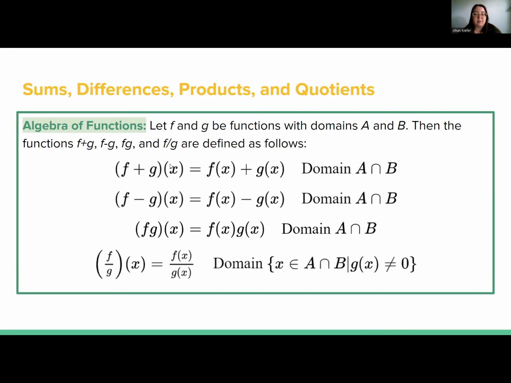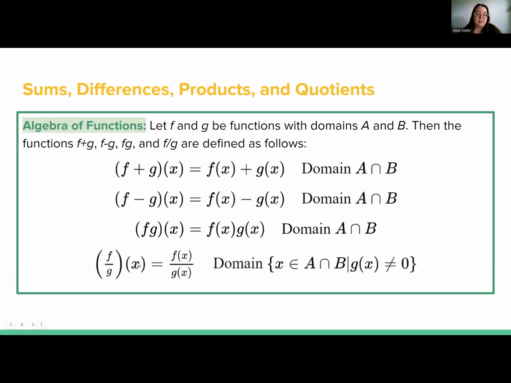We're just going to run through the different problems. Same thing if we have f minus g of x, that's the same thing as saying f of x minus g of x. If we have f times g of x, that's equal to f of x times g of x.